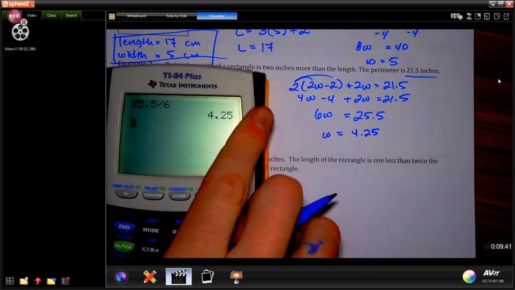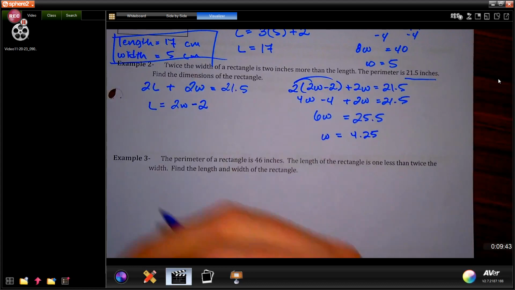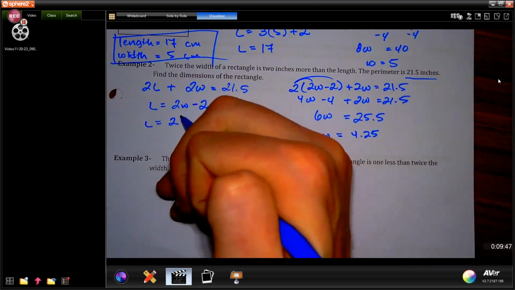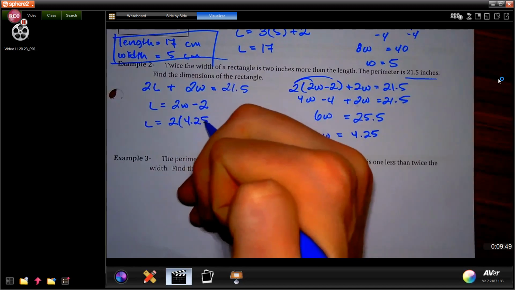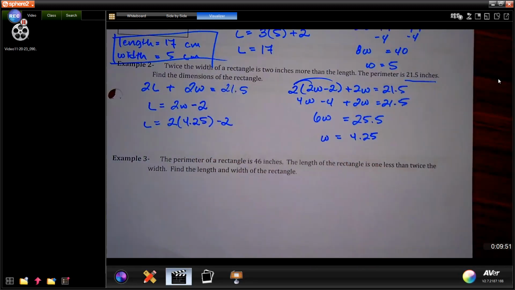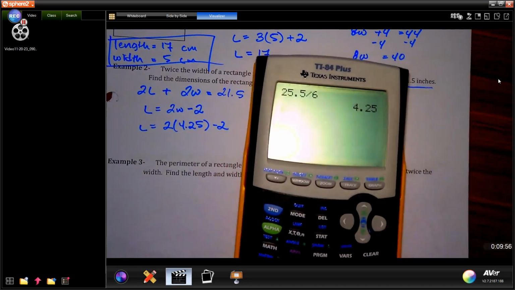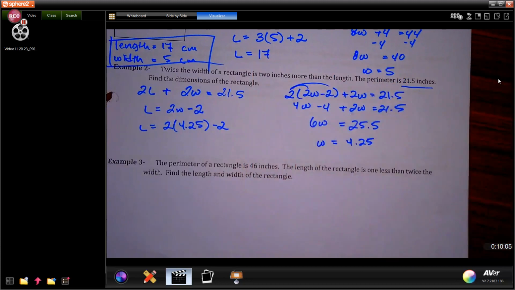Now the same idea is that we want to plug that W back in. So instead of L equals 2W minus 2, let's do L is equal to 2 times 4.25 minus 2. So I can do 2 parentheses 4.25 minus 2 and it should give me my answer, which is L is equal to 6.5.